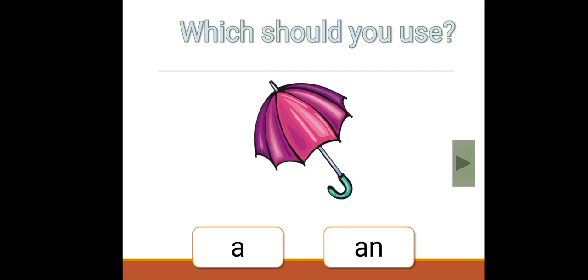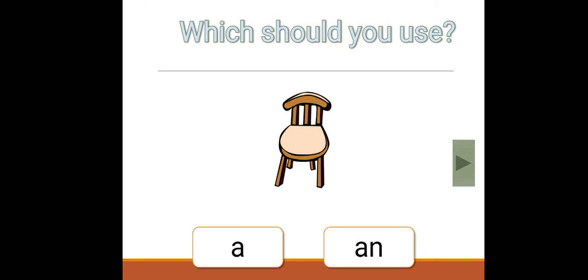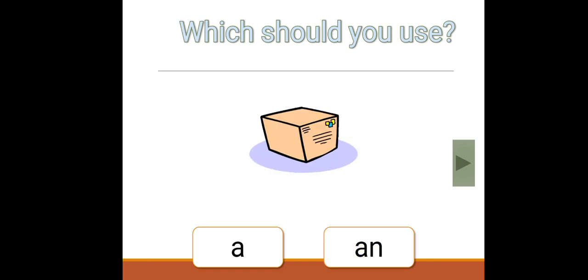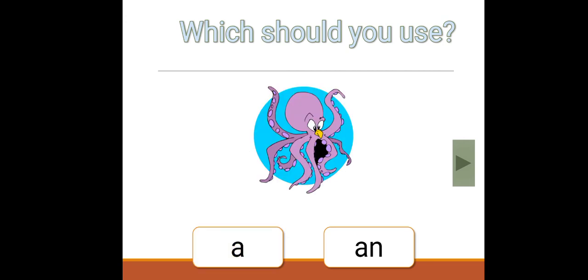Umbrella, a umbrella or an umbrella? Yes, it is an umbrella. Chair, a chair or an chair? Yes, the answer is a chair. Egg, a egg or an egg? Yes, the answer is an egg. Box, a box or an box? Yes, the answer is a box. Octopus, a octopus or an octopus? Octopus, so it is an octopus.